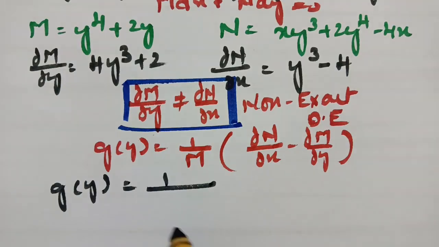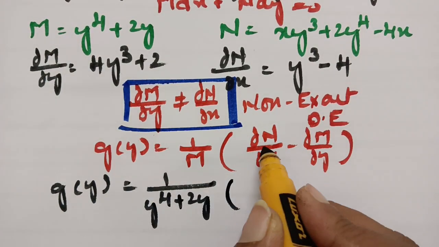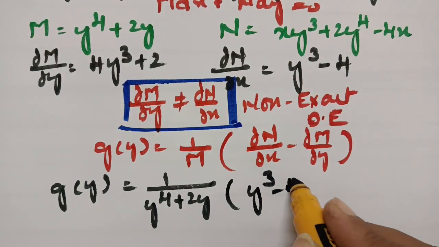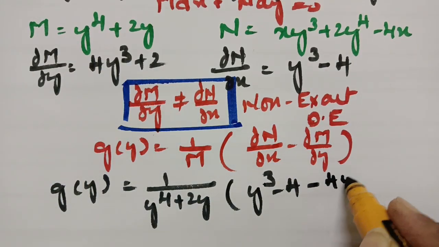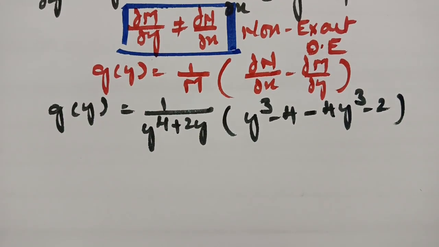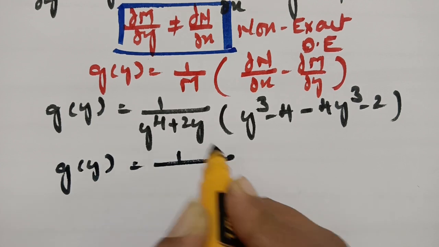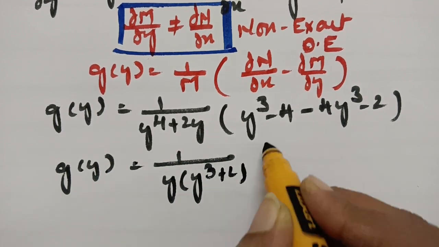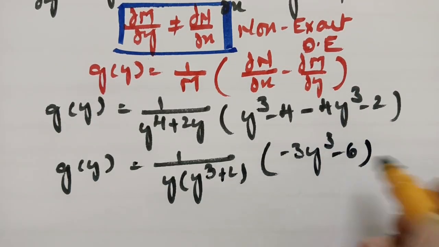So if I calculate g of y here, the value will be 1 by m times, what is m here, y power 4 plus 2y. What is dou n by dou x? Dou n by dou x value is y cube minus 4. This is dou m by dou y, minus 4y cube minus 2. Clear? And therefore we can write g of y, if I take y common here, this will be y cube plus 2. So here this is minus 3y cube minus 6.